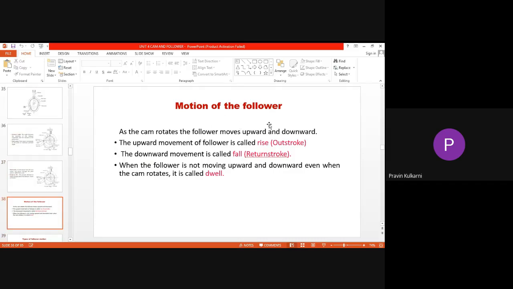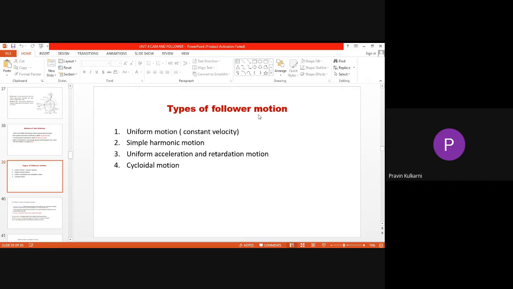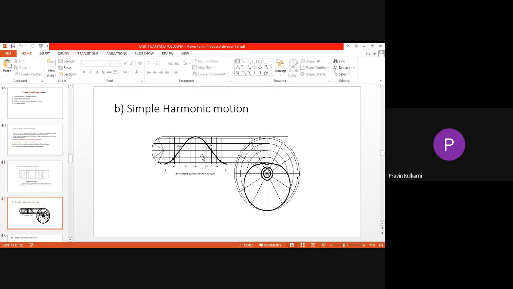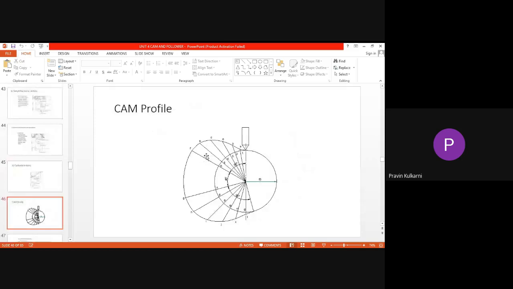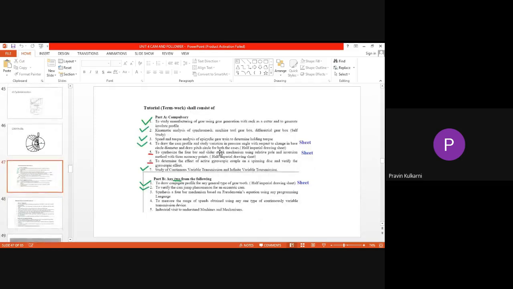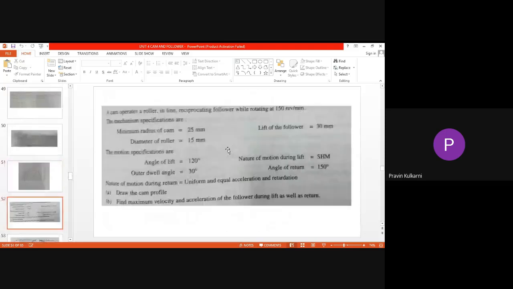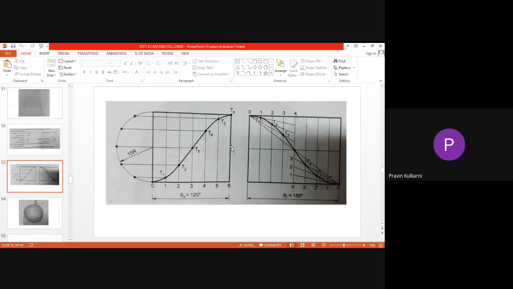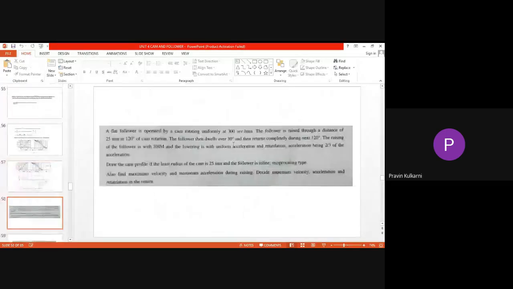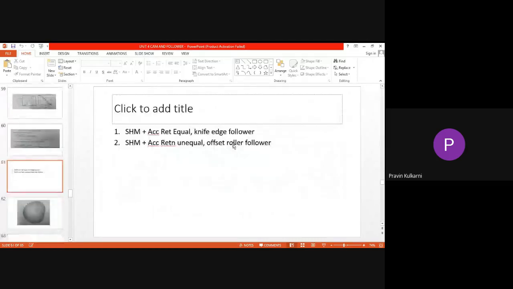Motion of the follower, that is known to us. Outstroke is also called rise. Return stroke is fall. Inner dwell, outer dwell. Types of follower motion: uniform motion, SHM, UARM, cycloidal motion. So we have studied all these motions in detail. And experiment wise, you know how to construct the cam profile, but that may not be your task during MCQs. But still, let me see if anything is missing.